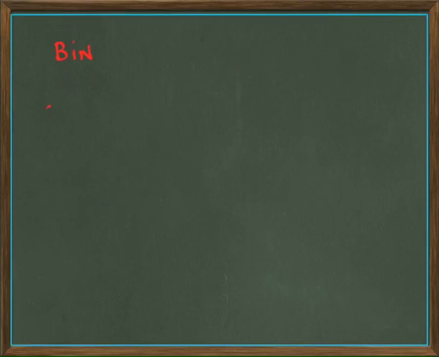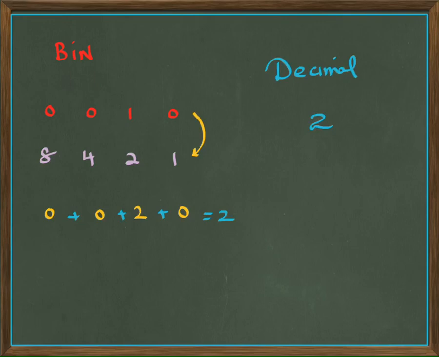Another example, 0010. What do you write at the bottom? 8421. Now do the mental calculation for yourself. Think for 3 seconds. Actually, 3 seconds is less. Think for 10 seconds. Time's up. 0 into 8, 0 into 4, 1 into 2, 0 into 1. What do you get? I get the decimal value 2.